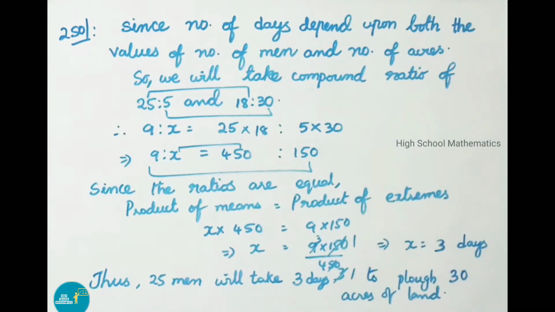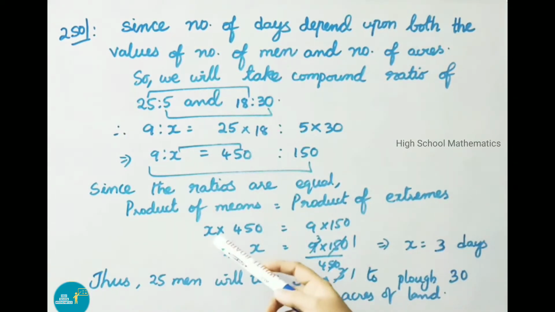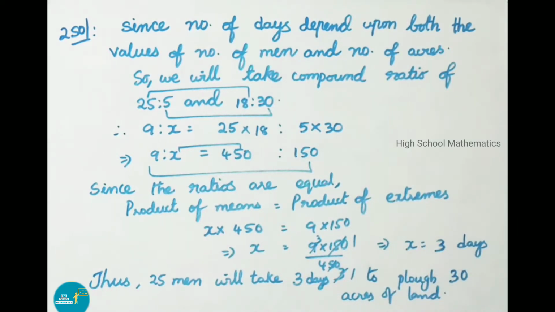Since the ratios are equal, product of means is equal to product of extremes. That is x into 450 is equal to 9 into 150. That implies x equals 9 into 150 by 450. 1 5s are 150 and 1 5 3s are 450. Next, 3 table: 3 ones are 3, 3 threes are 9. That implies x equals, multiply numerator, 3 into 1, 3. Therefore the x value is 3 days. Thus 25 men will take 3 days to plough 30 acres of land.